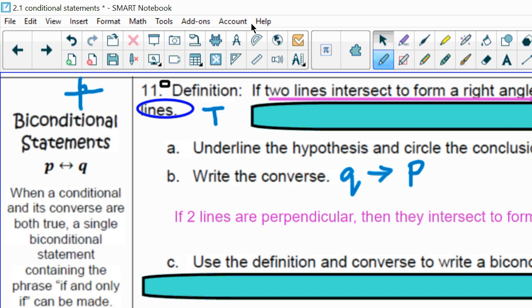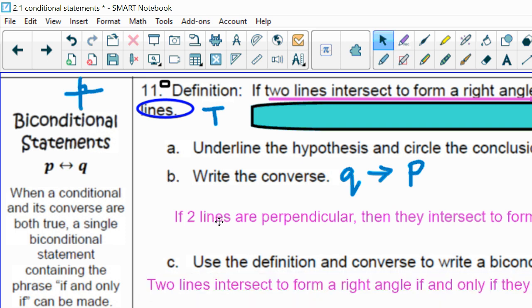So I would rewrite it as: two lines intersect to form a right angle if and only if they are perpendicular lines. So we'll get a lot more practice tomorrow in class, and I will see y'all then.